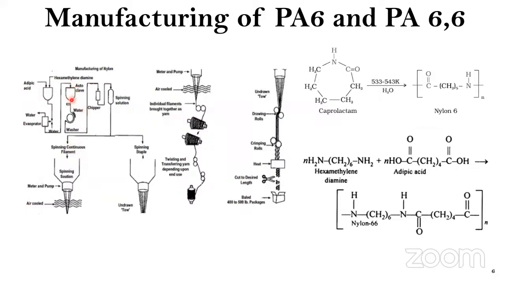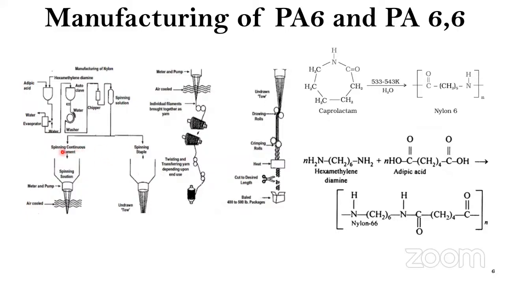Then we give it into the autoclave because we need high pressure as well as high temperature. Then we pass that material into this water chiller and we do the washing. So all the unreacted acid or unreacted hexamethylenediamine will be soluble and come out with the water. Then we take that into the spinning solution. This is generally done for the fiber production of nylons.